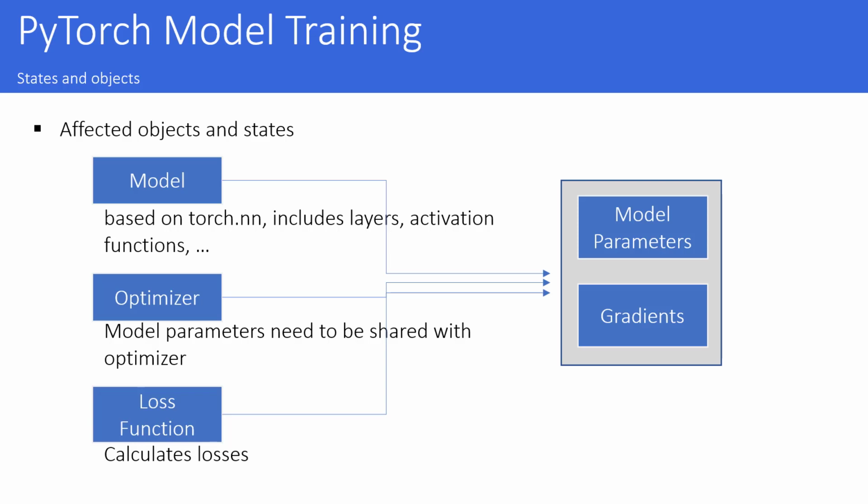Alright, so basically we are having these objects. We are having the model, which is based on our submodule torch.nn. This one is including the layers, the activation functions and so on. Then we have the optimizer. And actually here we have the first issue because the model parameters need to be shared with the optimizer and we don't know how. And then we have the loss function. That one is used to calculate the losses. And all of these objects are basically feeding into the model parameters and the gradients.